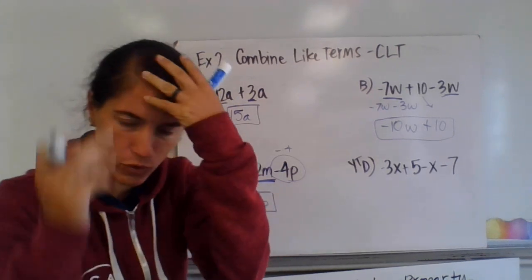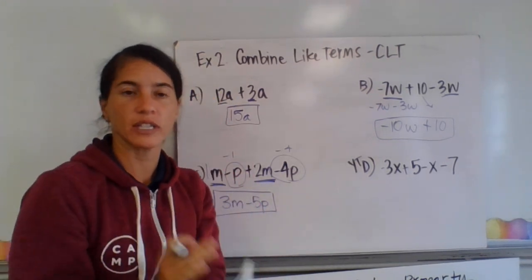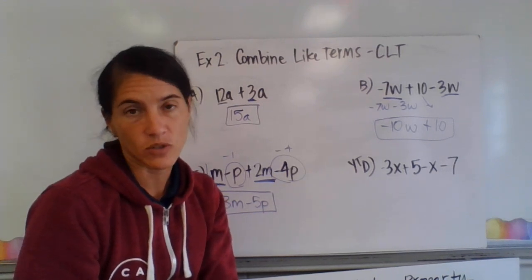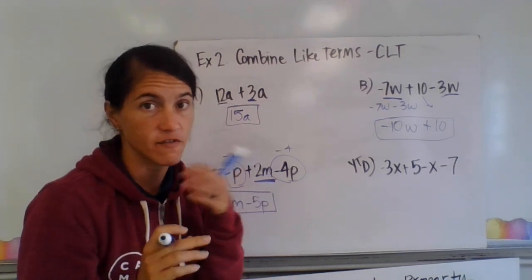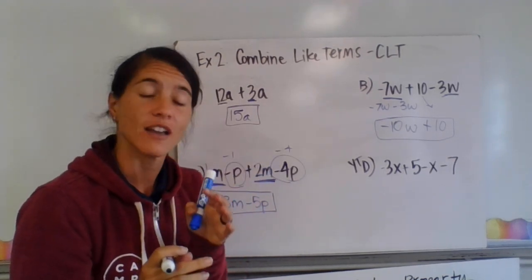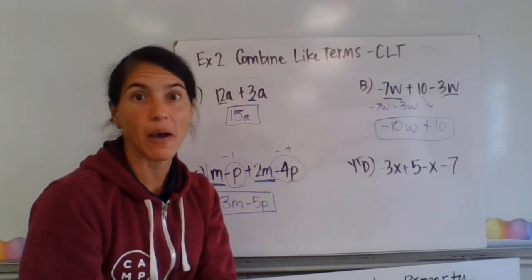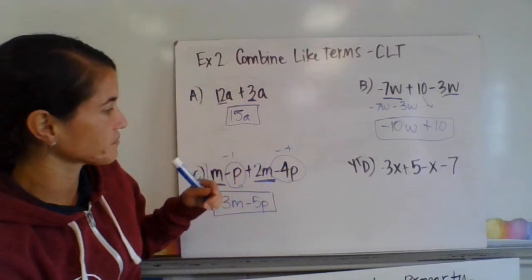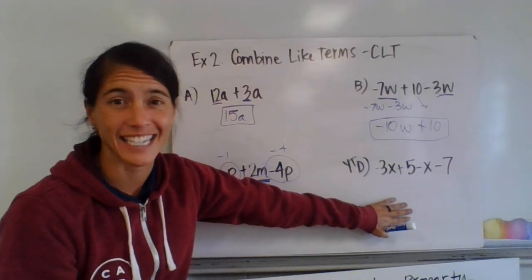And a general math rule, mathematicians like things orderly. The general math rule is when you have various and multiple variables, you go in alphabetical order. That way it just keeps everything the same. All right, so you try D. Pause it, and you try D.